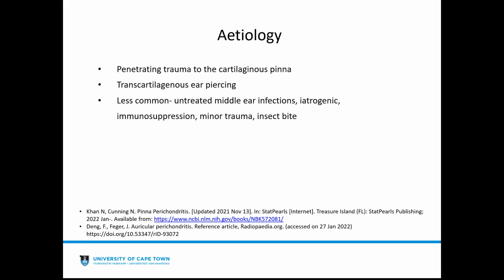The etiology: the most common precipitating factor is penetrating trauma to the cartilaginous pinna, and more these days with patients having higher ear piercings. Transcartilaginous ear piercings are also becoming quite a significant risk factor. Less common factors are untreated middle ear infections, iatrogenic post-surgery, patients who are immunosuppressed or on immunosuppressive therapy, minor traumas such as patients who scratch their ears or have acupuncture, and then less commonly insect bites. But looking at the literature, there is a significant proportion of patients who actually don't have any identifiable precipitating factor.